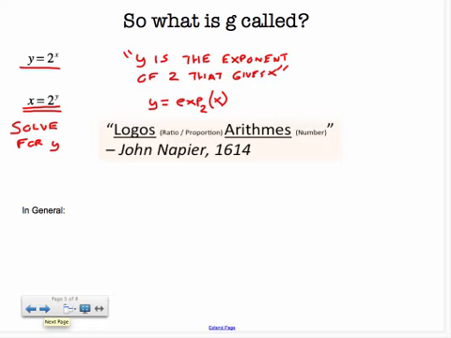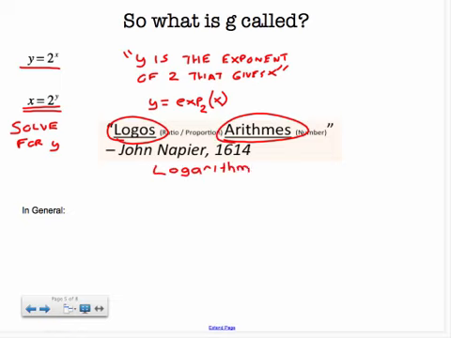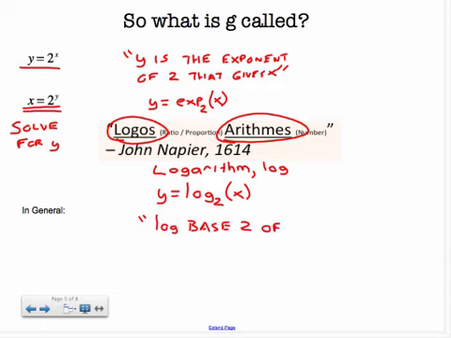But what happened in 1614 is John Napier used a few Latin words and put them together and came up with this term he called a logarithm. And to shorten that, we use the word log. So instead of writing y equals exp to x, we write log for logarithm. We put the base down there, and we put the answer up here. Okay, and this is read: log base 2 of x.